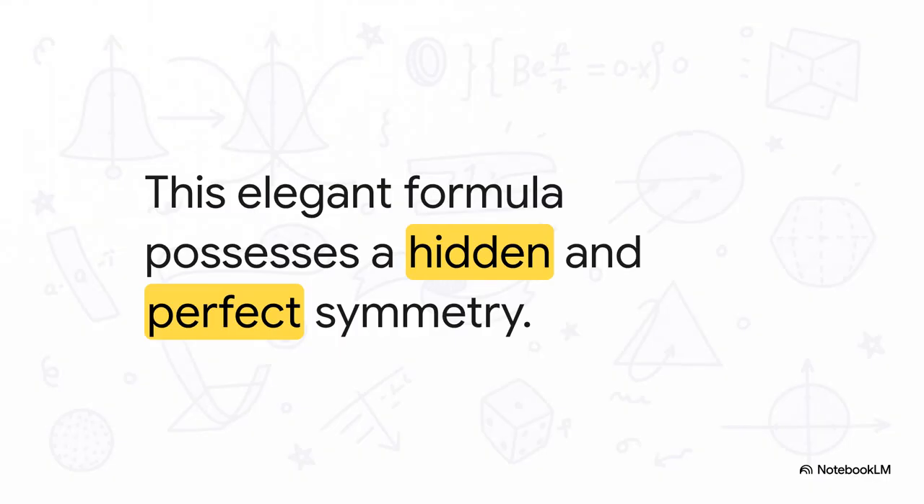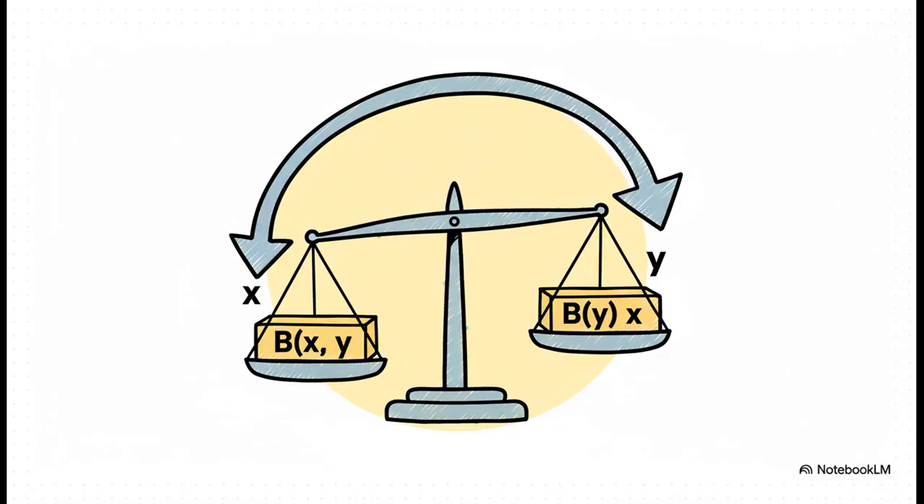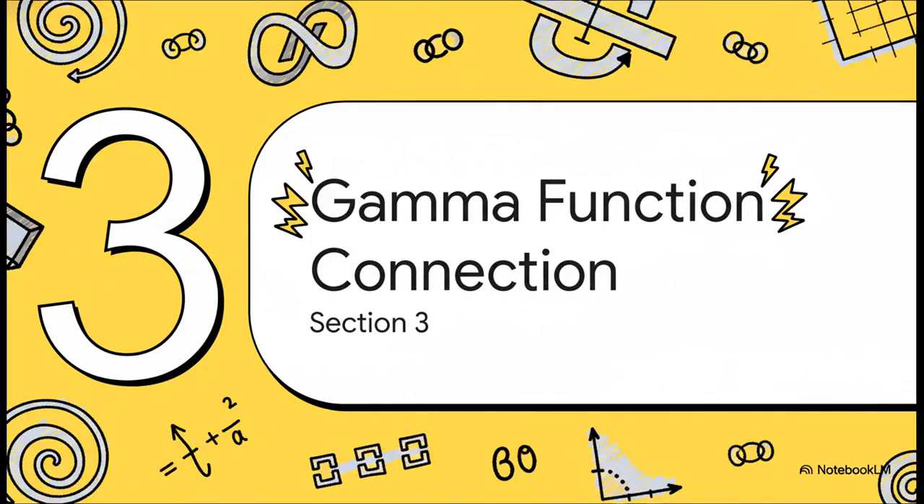And inside that formula, there's this really beautiful hidden property. See, B(x,y) is always equal to B(y,x). It literally does not matter which order you plug your numbers in. The answer from that integral we just looked at will be exactly the same. This is a super fundamental property, and it makes the function incredibly consistent. All right, let's move on because this is where we find the real secret sauce.